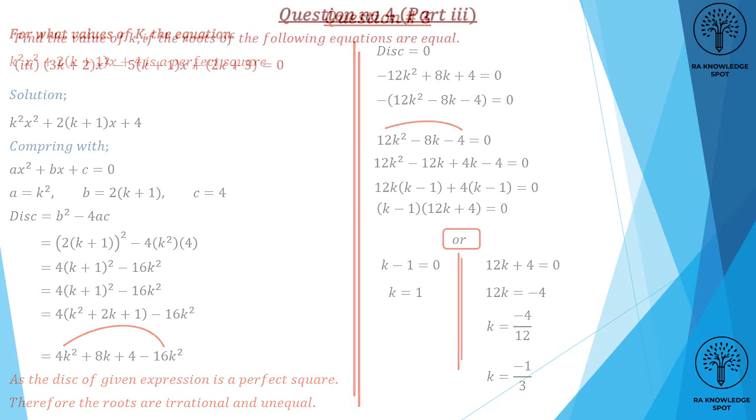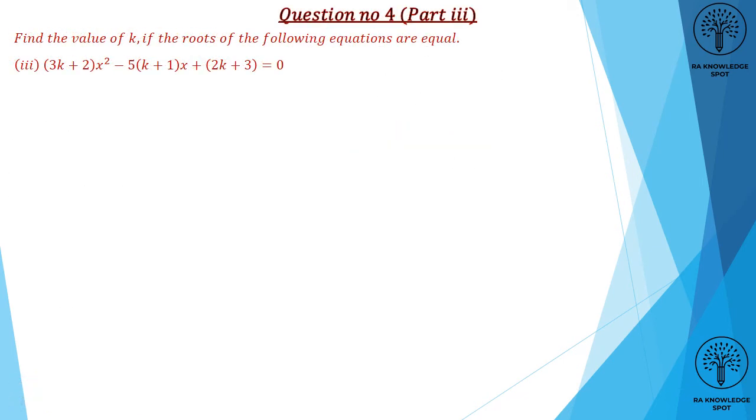Moving towards question number 4. There are 3 parts of the question, they all are the same. I just select one. I thought that this is quite lengthy and maybe difficult for you, that's why I selected the third part, and you have to do the rest of the 2 parts. Now find the value of k if the roots of the equation are equal. Now this is the condition of the question, that the roots should be equal.